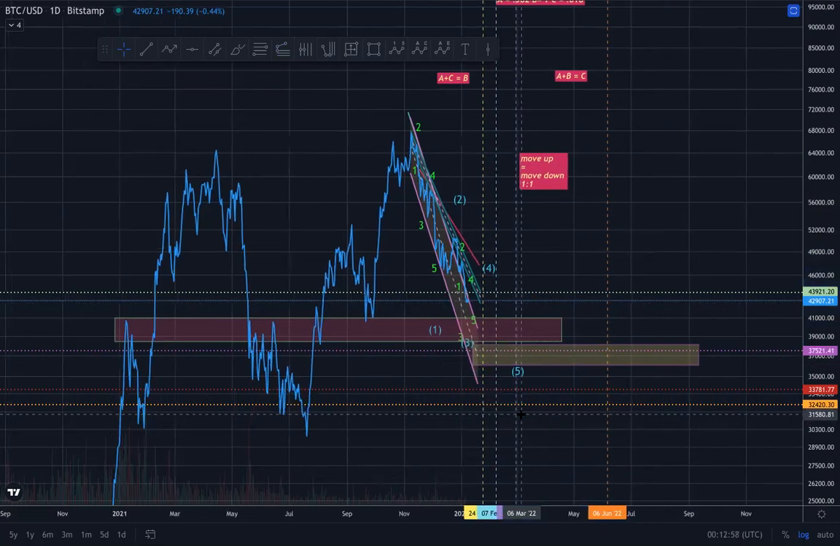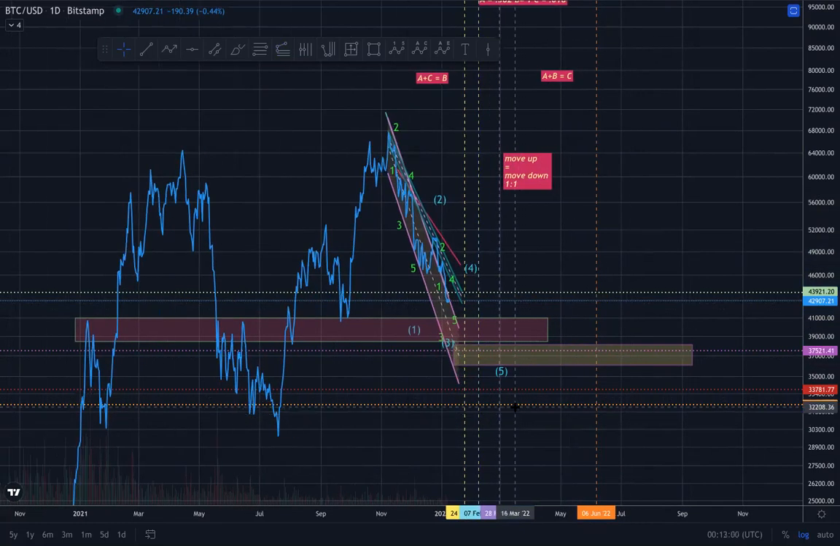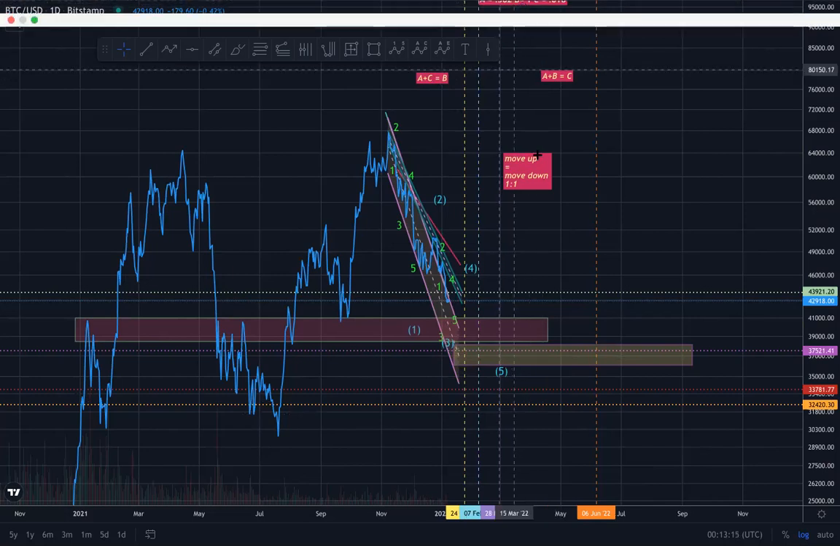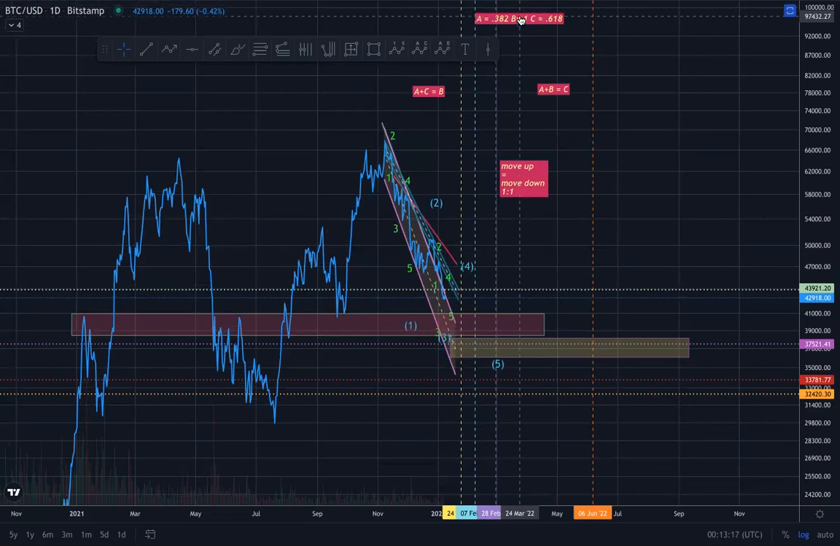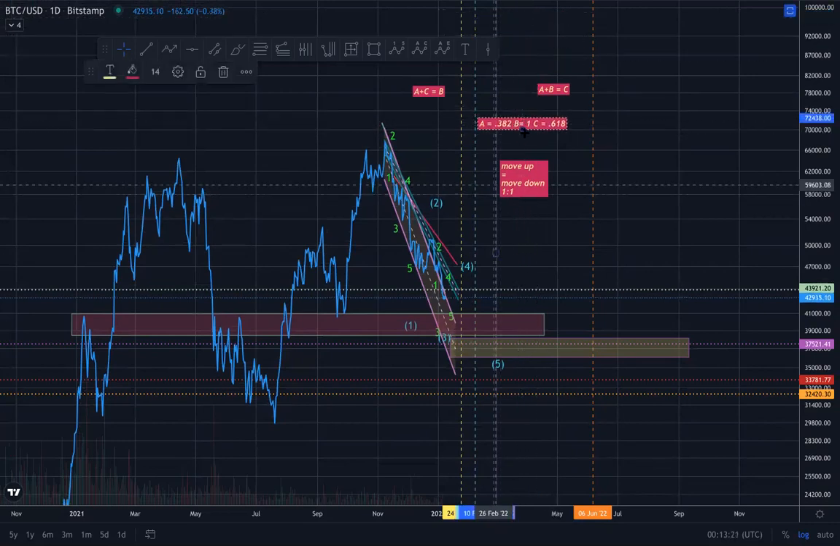I don't want to say I don't think that's where it's going to go. These are zones and levels that are potential, but I do see these two zones as the more key levels, especially if we're going to use the time where A plus C equals B, or where we're using this A equals, okay, Fibonacci relationships, where B is 1 and C is 61.8%.